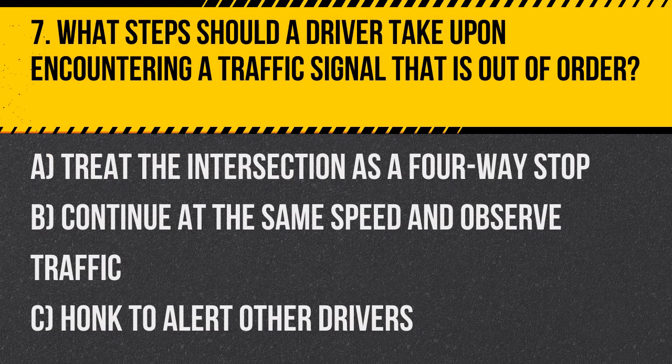Question 7. What steps should a driver take upon encountering a traffic signal that is out of order? A. Treat the intersection as a four-way stop. B. Continue at the same speed and observe traffic. C. Honk to alert other drivers.